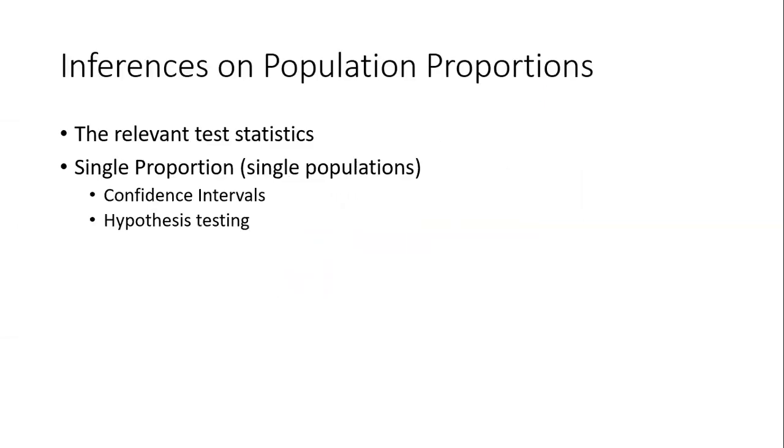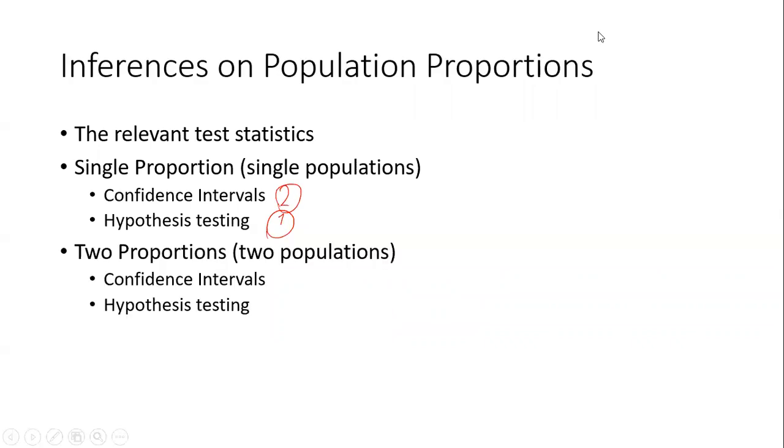So we will talk about these proportions. First we will talk about the relevant test statistic. Then in this slide we will deal with hypothesis testing. Then we will talk about confidence intervals, and later confidence intervals and hypothesis testing for two populations. So this will be the third slide set.